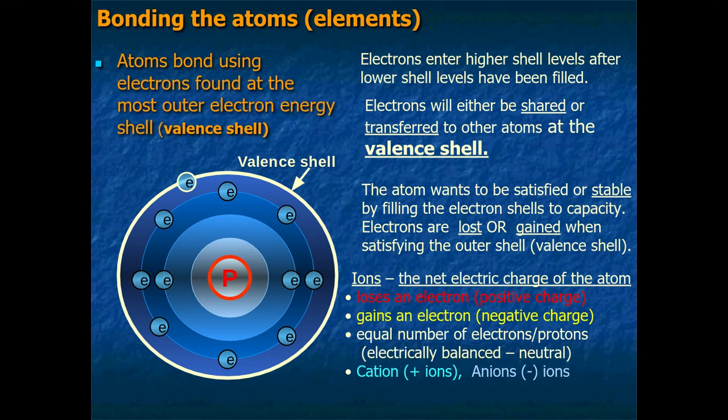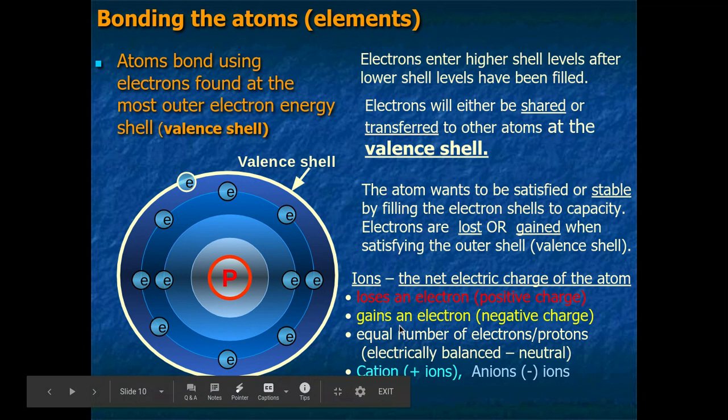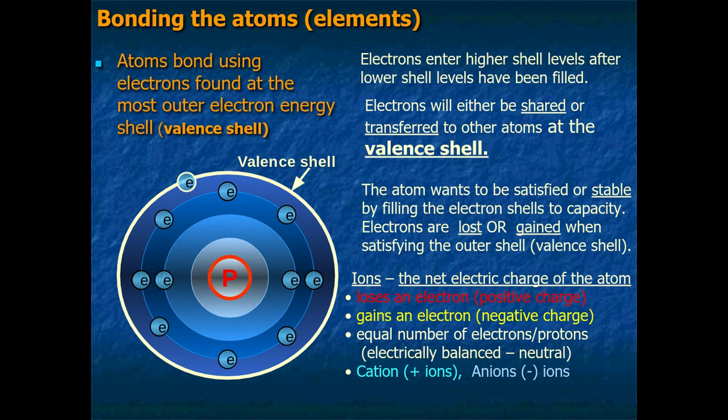So ions basically represent the net electrical charge of the atom. If the atom loses an electron, it becomes positively charged. If the atom gains an electron, it becomes negatively charged. Now, rather than memorize loses, positive, gains, negative, I would much rather have students understand why that is the case. So let's revisit our atom here.